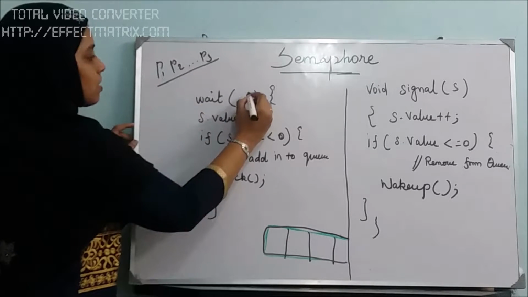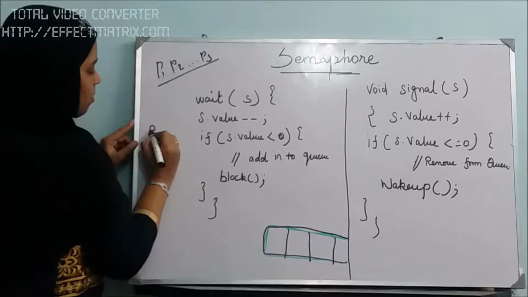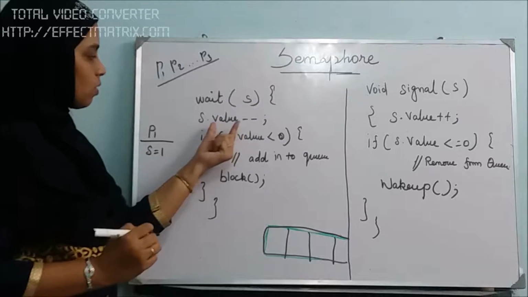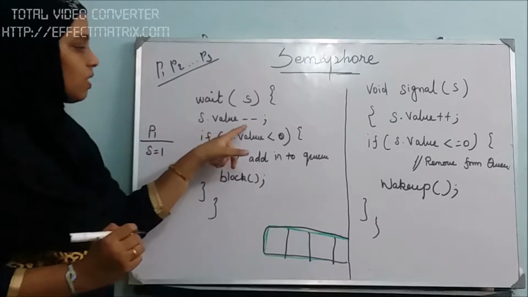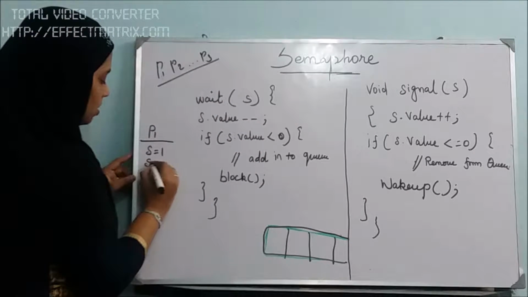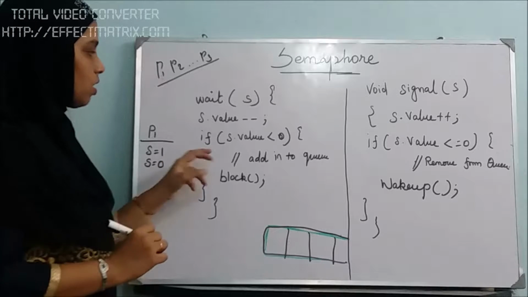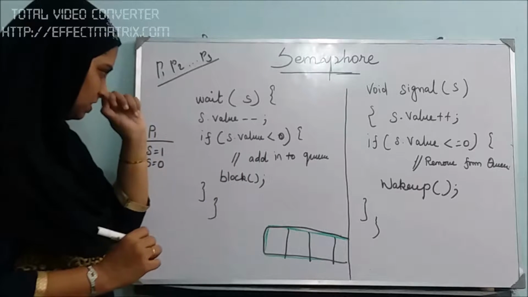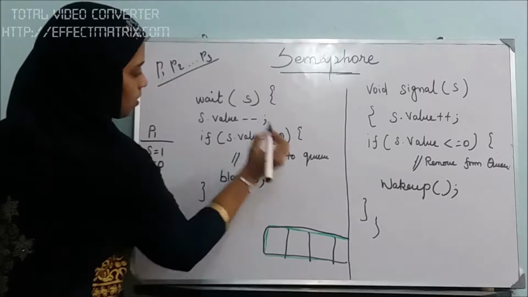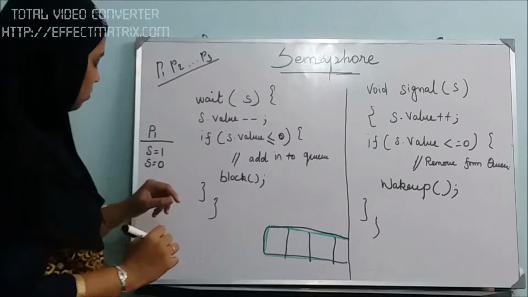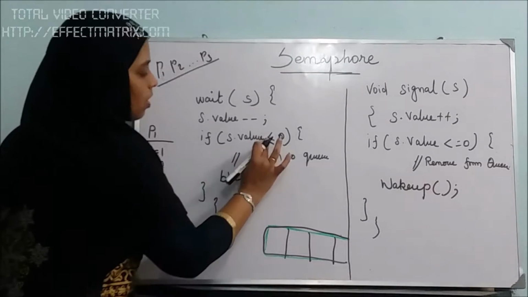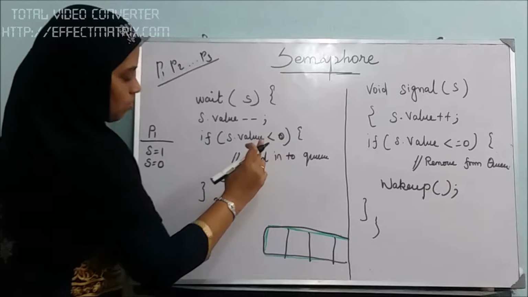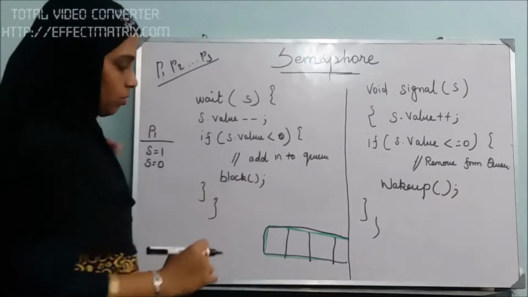So the value S is assigned for process P1. P1 comes and the value S is equal to 1, so it will be assigned the value 1. Next S dot value is decremented, so the S value is changed into 0. Then check the condition, S dot value less than or equal to 0. The condition is less than 0 means it will be stopped.